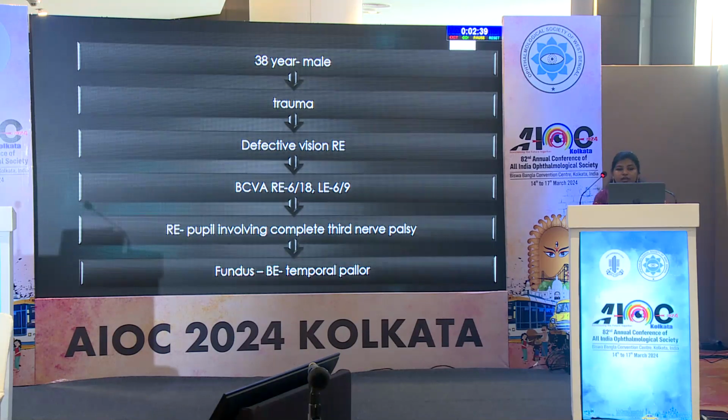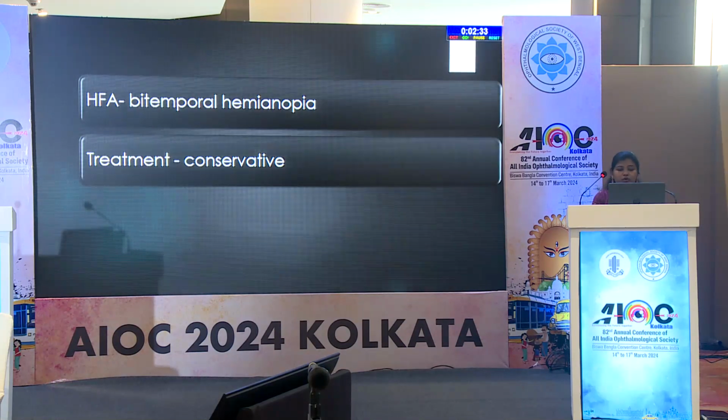A male with prior history of trauma presented with defective vision in the right eye. The right eye shows pupil-involving complete third nerve palsy, and the fundus shows temporal pallor in both eyes. MRI was inconclusive, and we treated conservatively.